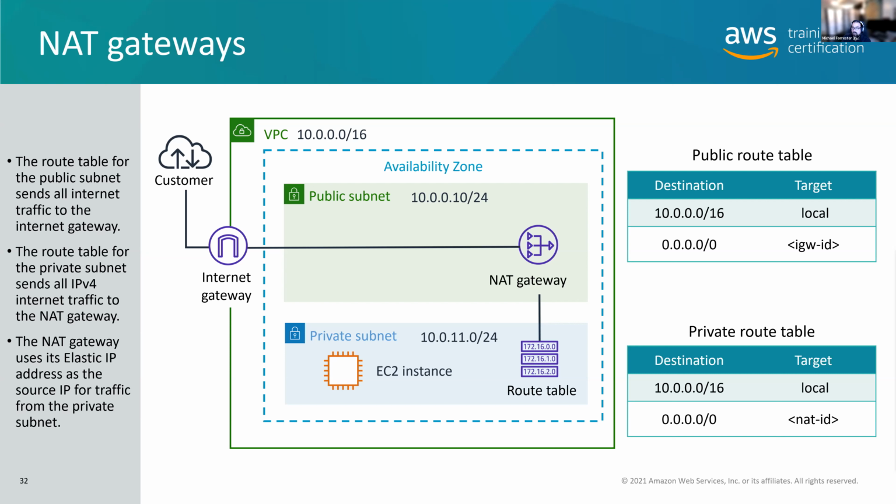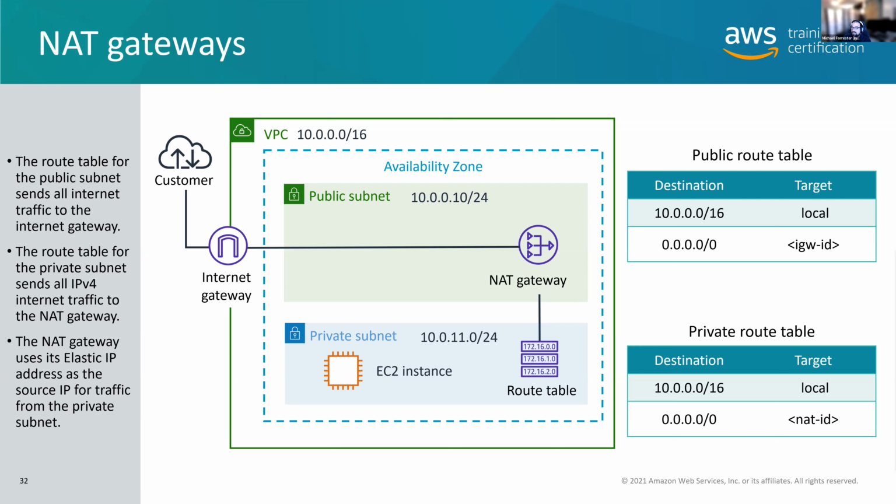If you look at the private route table, which is in the lower right-hand side, note that instead of listing an internet gateway, it lists a NAT gateway ID. That's a little different, isn't it? In both cases, you have what's called a default gateway, but the one on the public subnet refers to the internet gateway, and the one on the private subnet is referring to the NAT gateway.